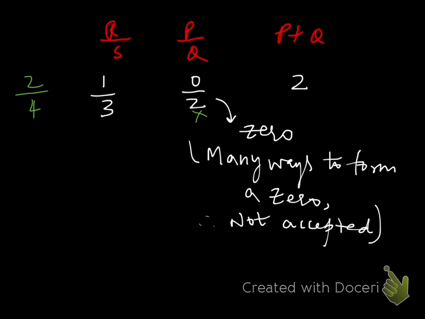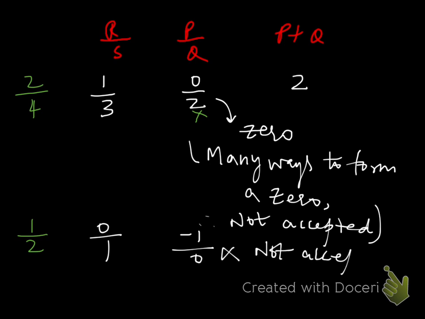We can have zeros in many ways. I repeat again, when we were given p by q as 0, we were not sure if it was 0 by 2 or 0 by anything else. Okay, next value 1 by 2, it becomes 0 by 1 here only. And subtracting 1 again, minus 1 by 0. Division by 0 is not possible, so again it's not acceptable.